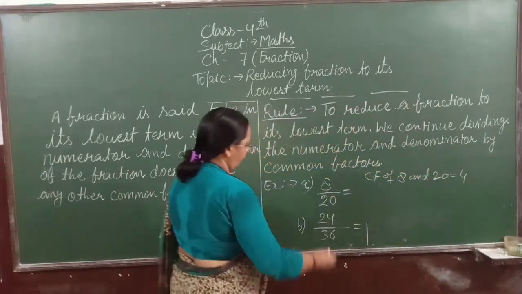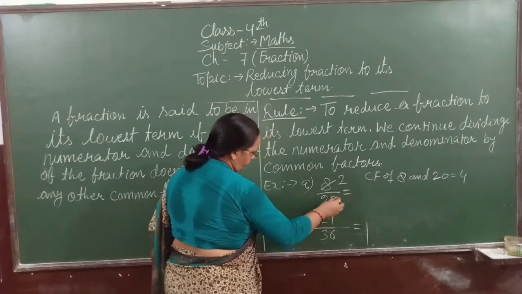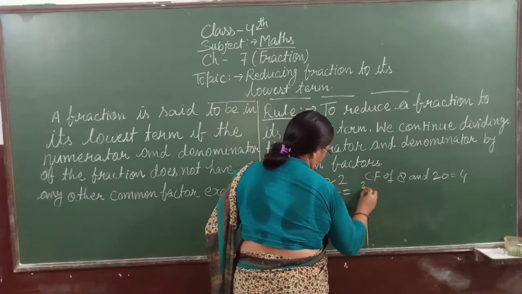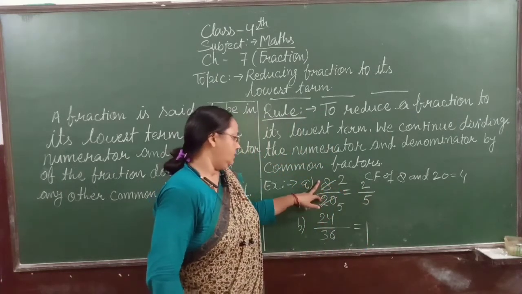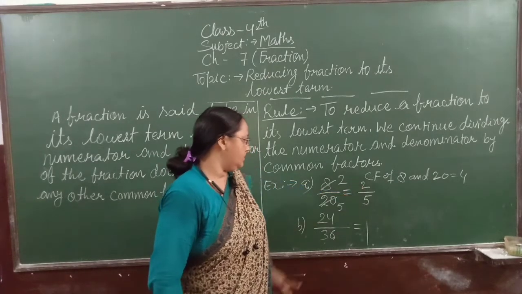So we divide by 4: 4 times 2 is 8, 4 times 5 is 20. This is 2 upon 5. This fraction is reduced into the lowest term.